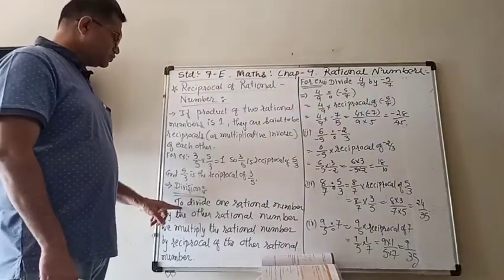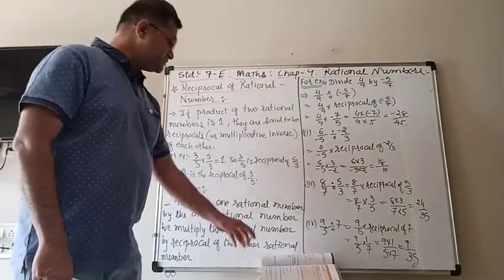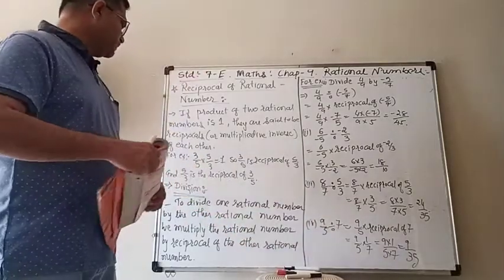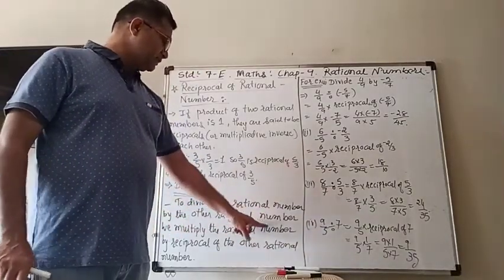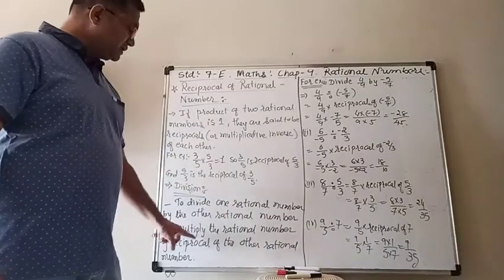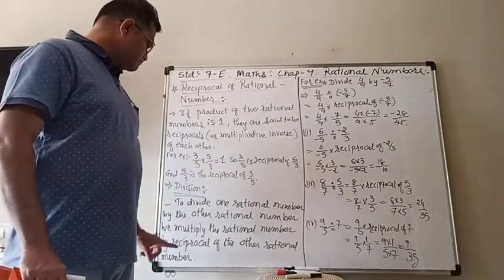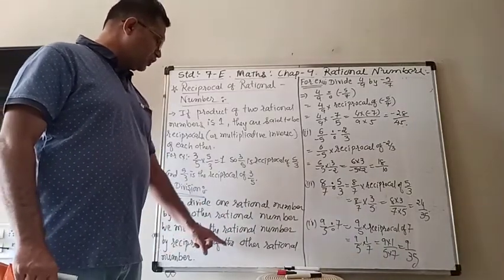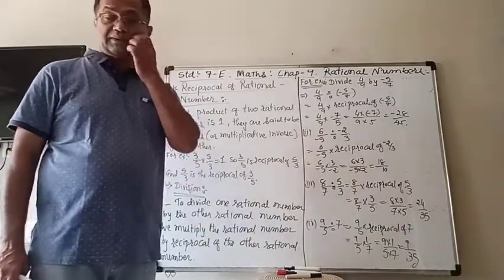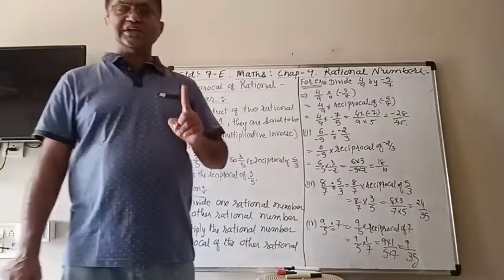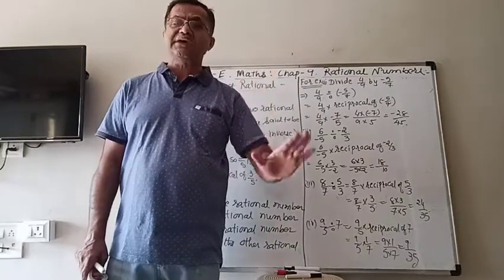So here, to divide one rational number by the other rational number, we multiply the rational number by reciprocal of the other rational number. It means that first rational number we have to keep the same.